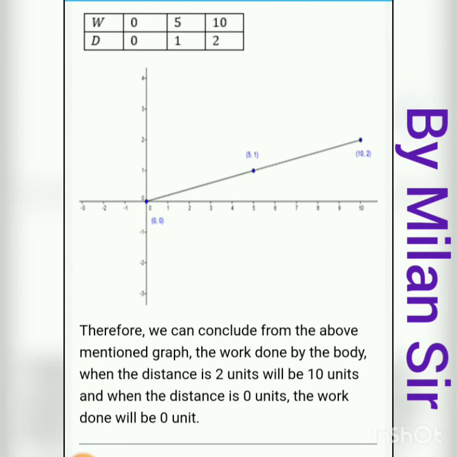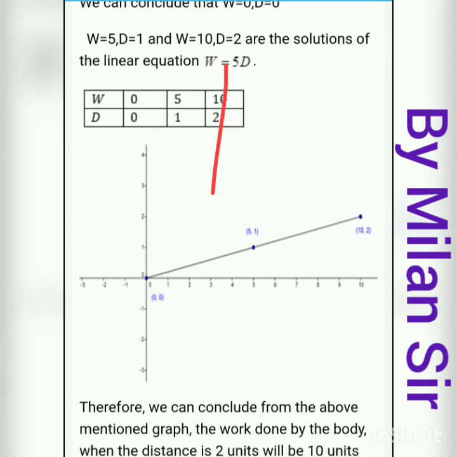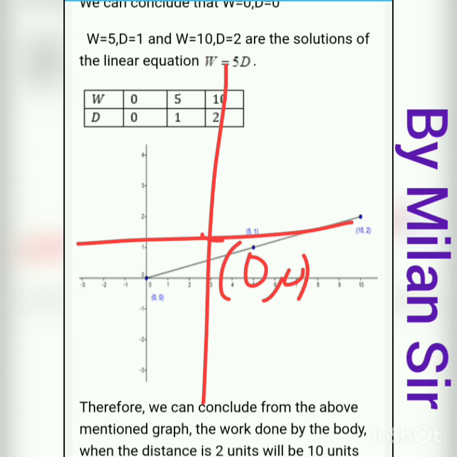Okay, so just draw the graph. This is the origin, it's 0 0. Okay, and second is 1 5, right? So if here we have 5 for W and here we have 1 for D, then we need to locate this point and we need to join these 2 points. Okay, this is the required graph.